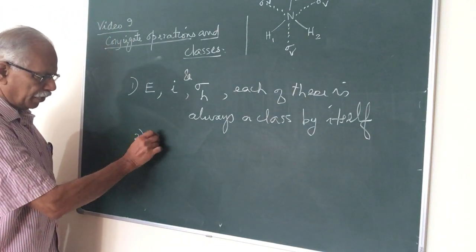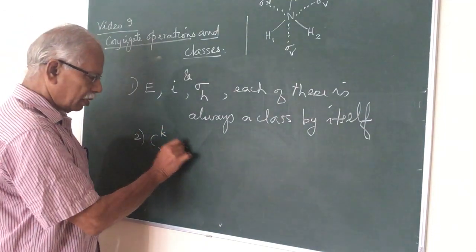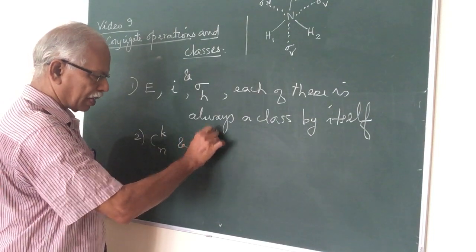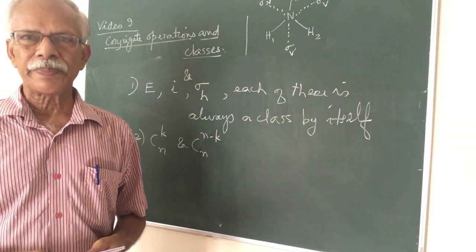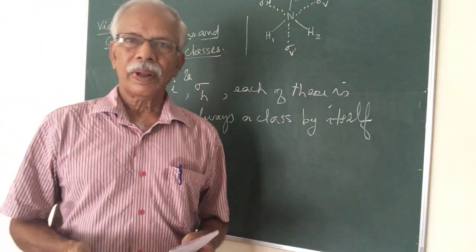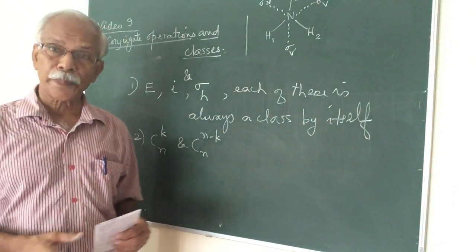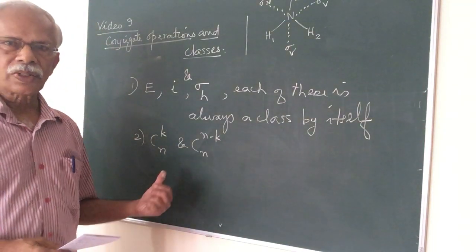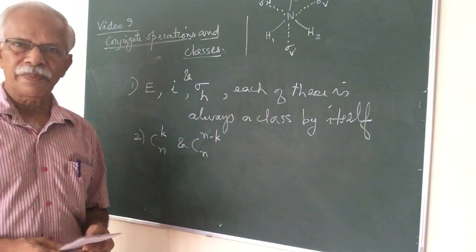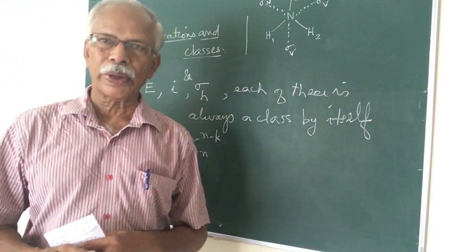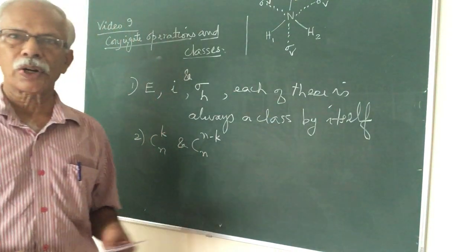Secondly, Cn raised to k and Cn raised to n minus k will belong to the same class if there exist in the molecule n sigma v's or n C2's perpendicular to Cn. I repeat, Cn to the power k and Cn to the power n minus k will belong to the same class if the molecule has n sigma v's or n C2's perpendicular to the Cn axis.